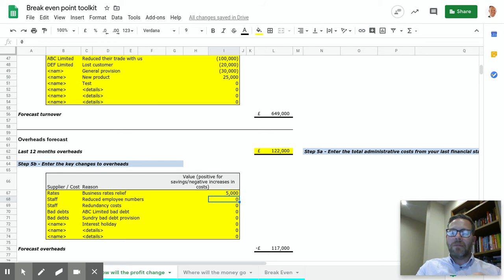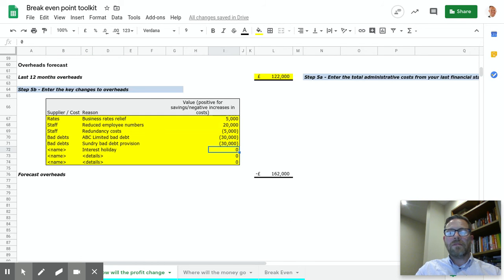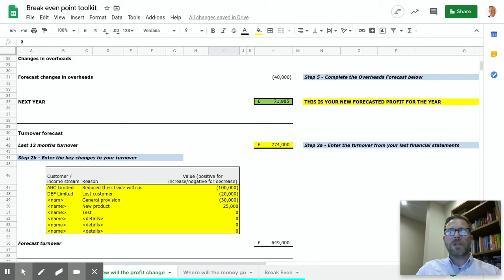I'm going to reduce my employee numbers, and that's going to give me £20,000, but I will have some redundancy costs of, say, £5,000. I have a bad debt from ABC company of £30,000, I think, and I'm going to pop £30,000 in there as a general provision as well. Okay, I've completed my how will the profit change.